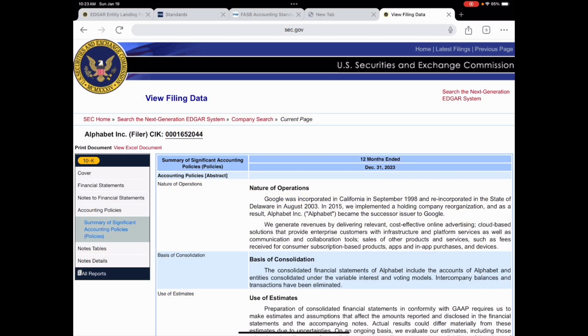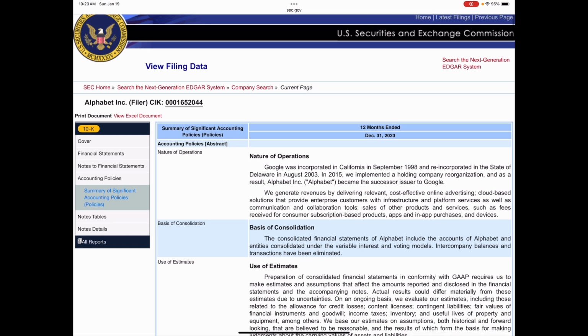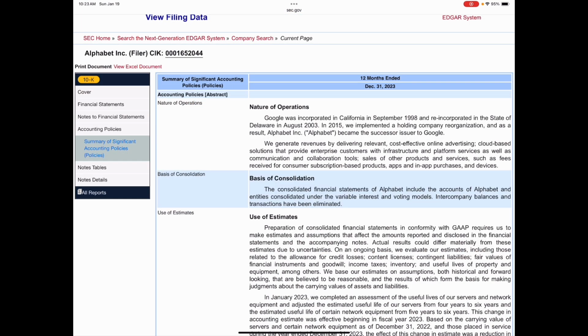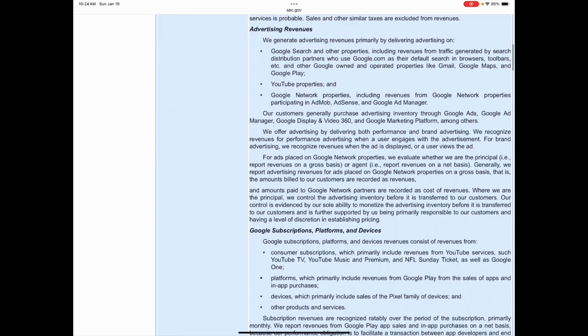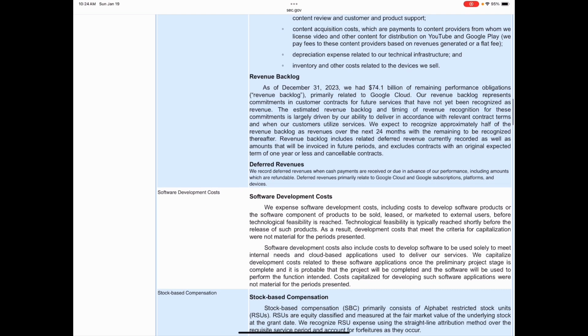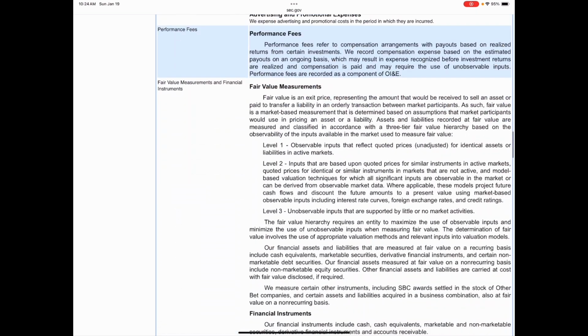This is a 10K form by Alphabet or Google. You can see the summary of significant accounting policies. On this page, if I scroll down, you will see that it discloses the fair value measure. You can also see level 1, level 2, and level 3, which are consistent with the fair value measure I just mentioned in the PowerPoint.